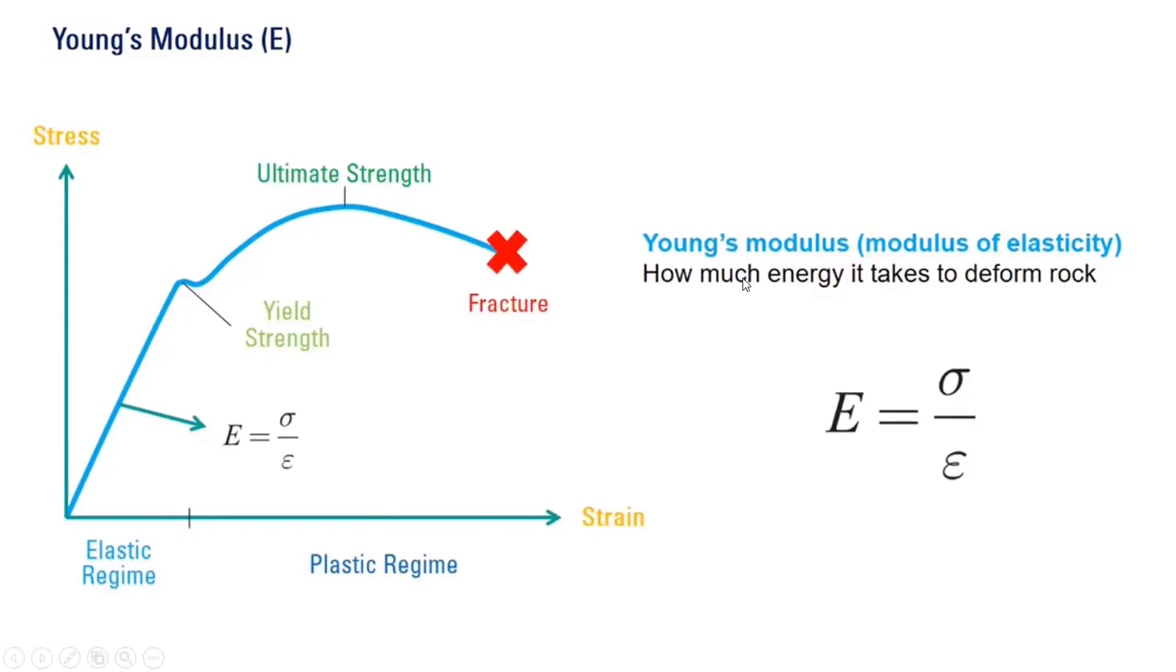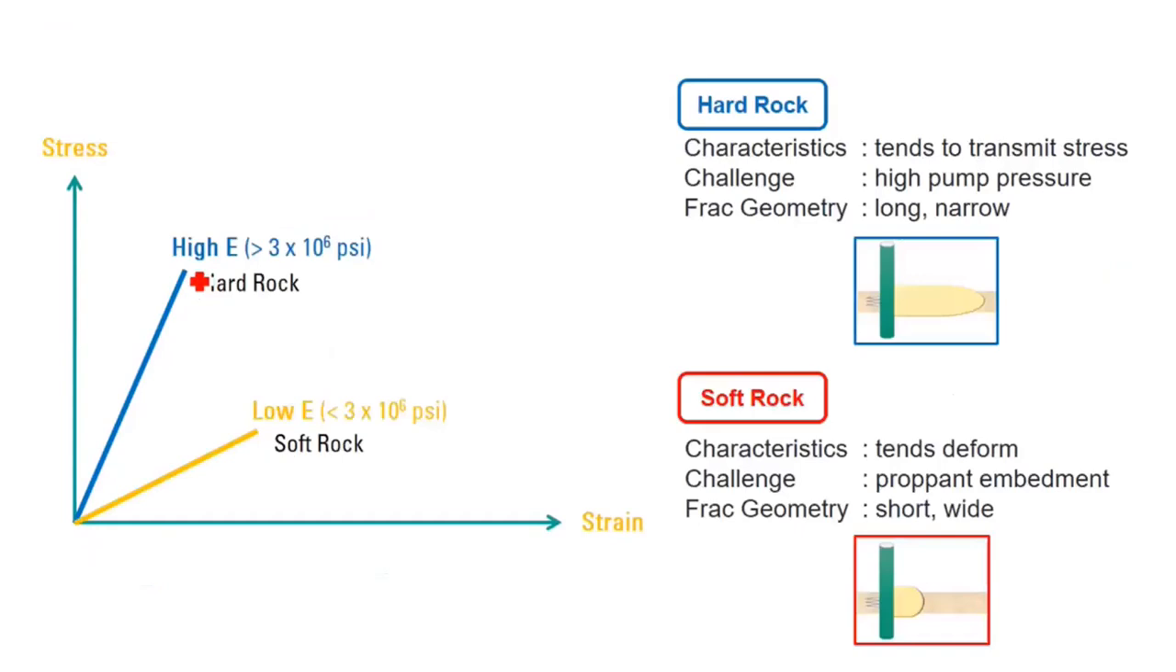And Young modulus is how much energy is required to deform a rock, and it is calculated as stress over strain. So all of these things, we are just mentioning them. All right. So this is an example of how a hard rock and a soft rock behave in terms of hydraulic fracturing and in terms of the stress-strain relationship.